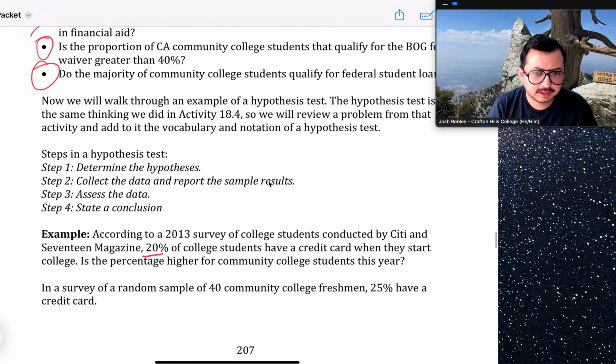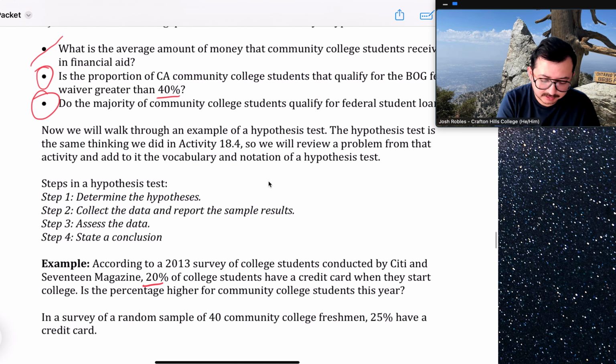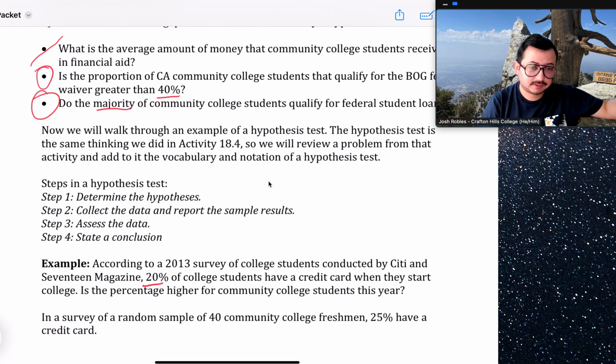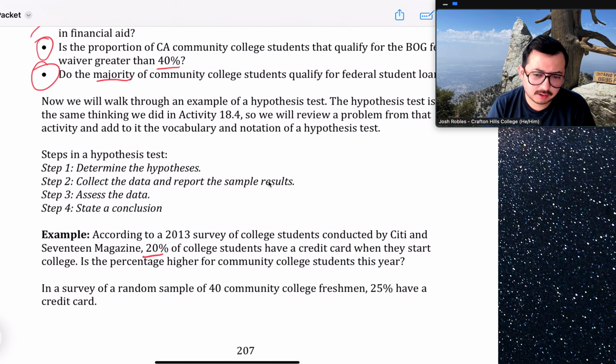Before, in these quick wordings up here, the comparison was kind of built in. Majority means 50%, greater than 40%, and then we have to go get a sample to check that. We sample 40 community college freshmen. In our example here, 25% have a credit card. So this is all going to rely on that sampling from Module 17.